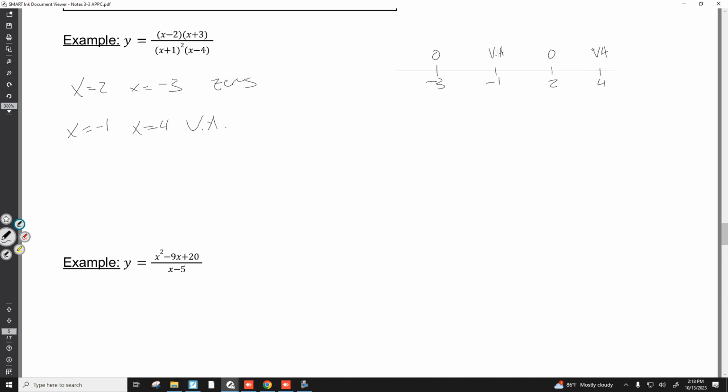Cool. Let's start. We do our signs. We have no sign change at -1. Everywhere else will change signs. That's positive, negative, positive, positive, negative.